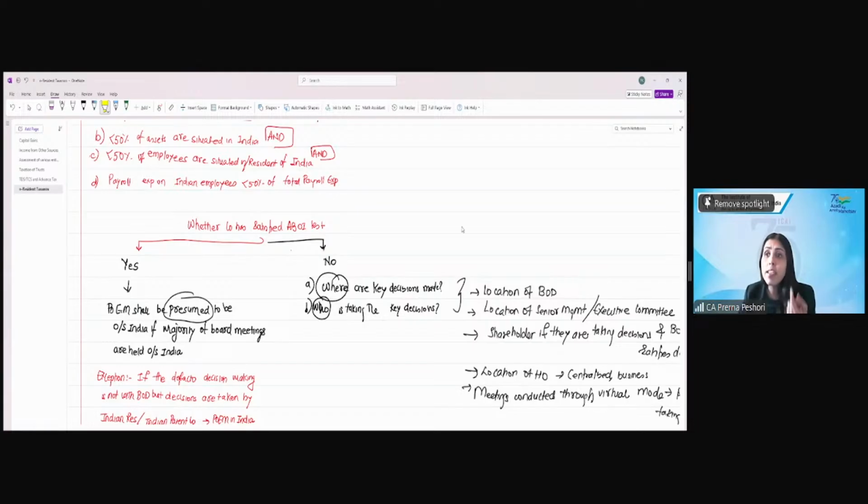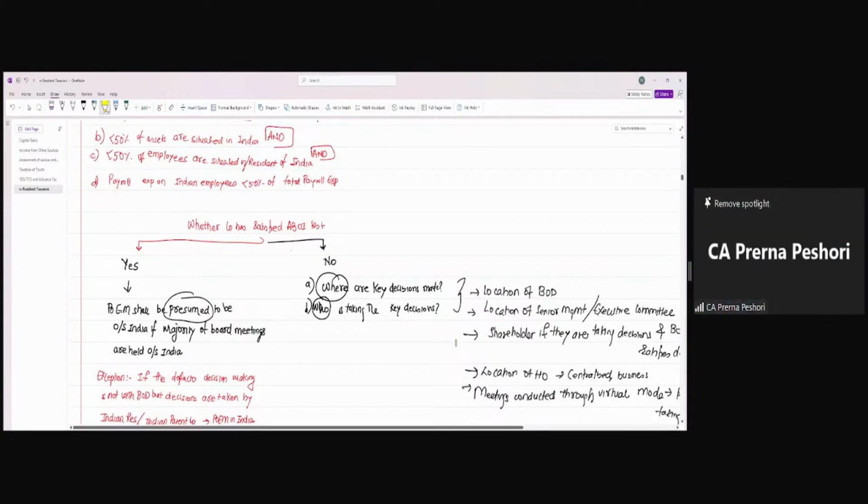Right? And in that we'll see where the head office is located, and if the meetings are conducted virtually, then in that particular case we'll look at the place where the directors are taking the decisions. So we'll ask you those questions only when your ABOI test is not satisfied. Fair enough? Up till now, are you clear? Yes, ma'am. Yes? Okay.